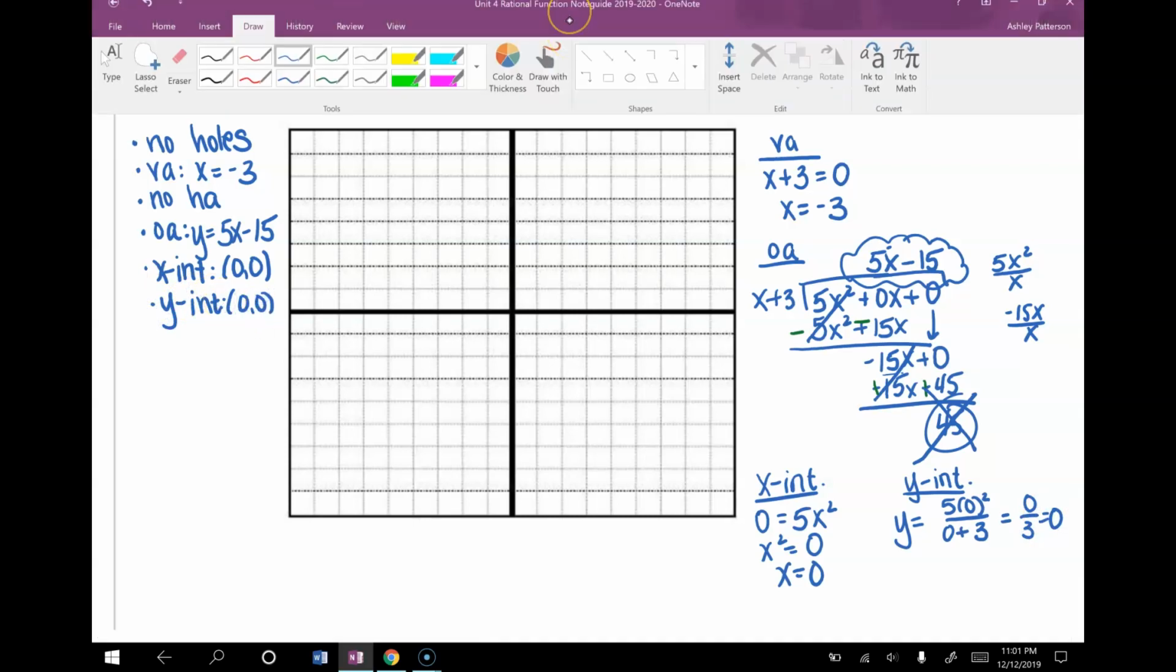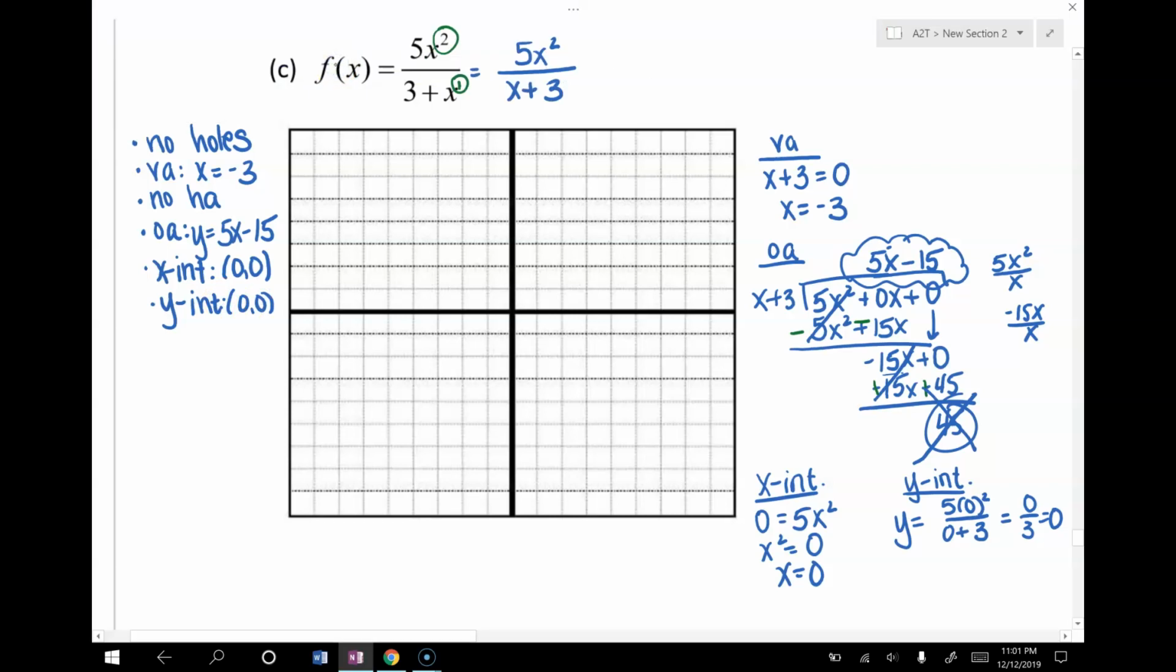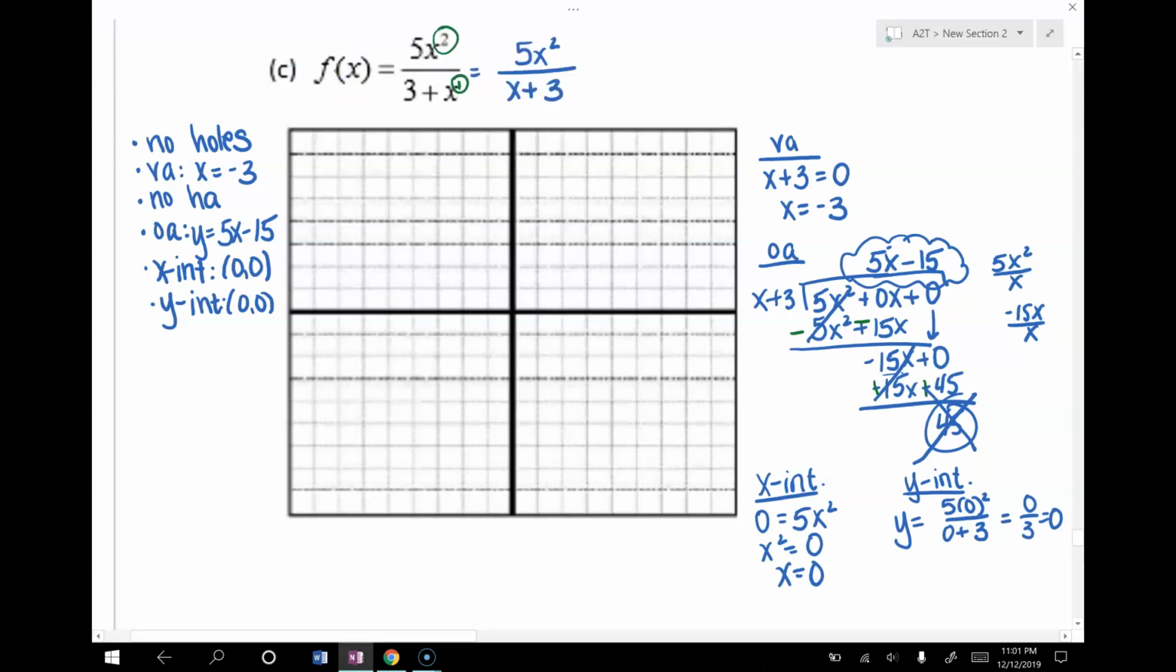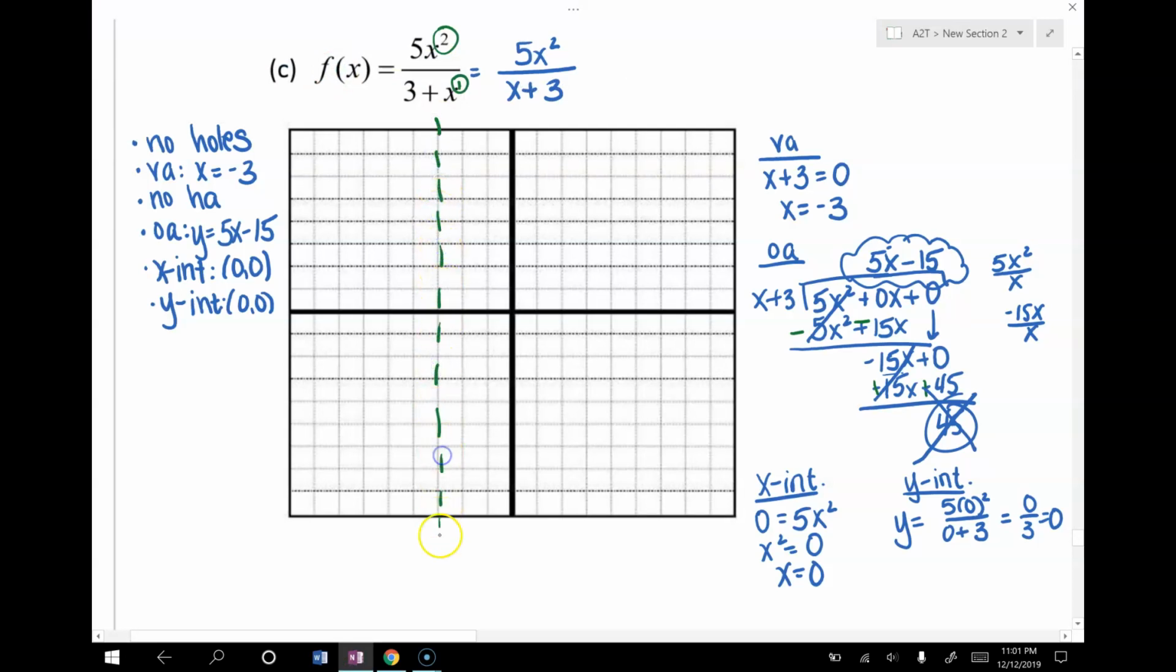All right, let's go ahead and sketch the characteristics. No holes, no problem. x equals negative 3 is our vertical asymptote. My pen doesn't want to work. There we go. We don't have a horizontal, but we have an oblique. Okay, so negative 15. I don't want to go down to negative 15, so I'm going to try and use my intercepts.